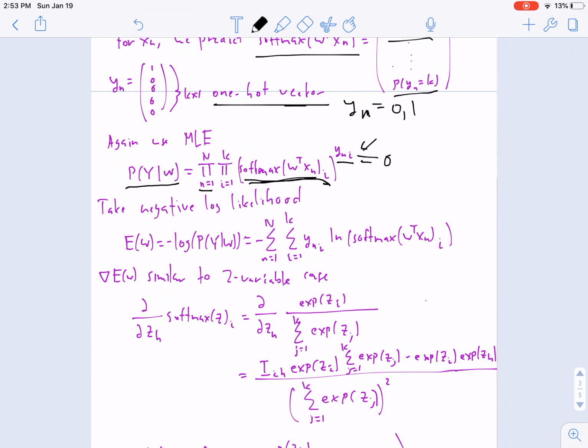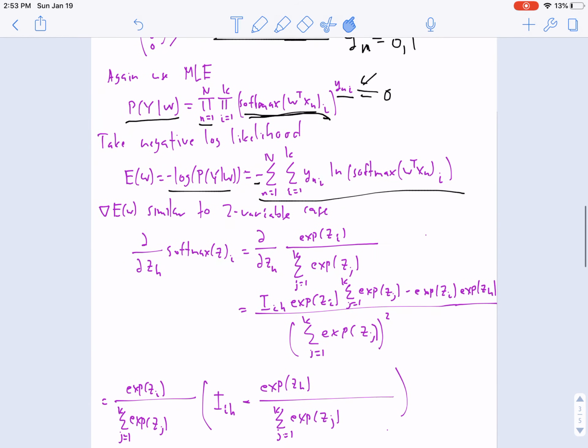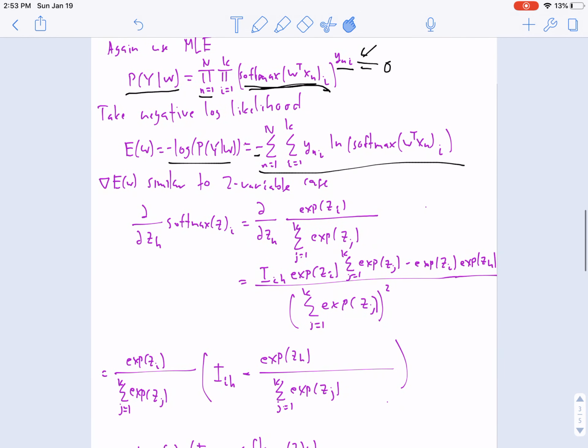So again, we're using the exponent trick here to only get the term relevant to the actual true class of y. And it's just nice to be able to write stuff like this, because this would work even if y was, say, a vector of probabilities as opposed to just a one-hot vector. So then we're going to take the negative log likelihood, just like we did previously. Negative just makes this negative appear in the front, and log makes everything simpler because the products turn into sums. And now we're going to take the gradient, very similar to the two-variable case.